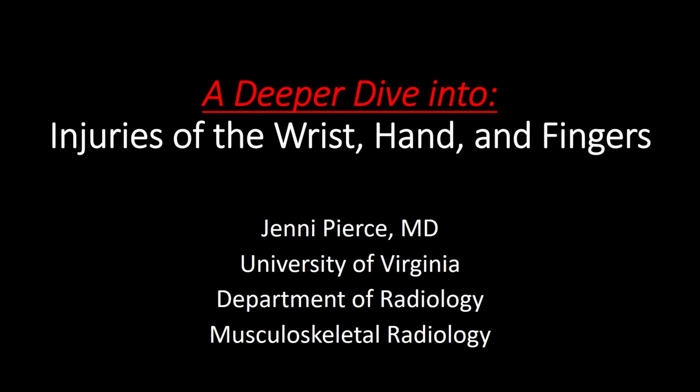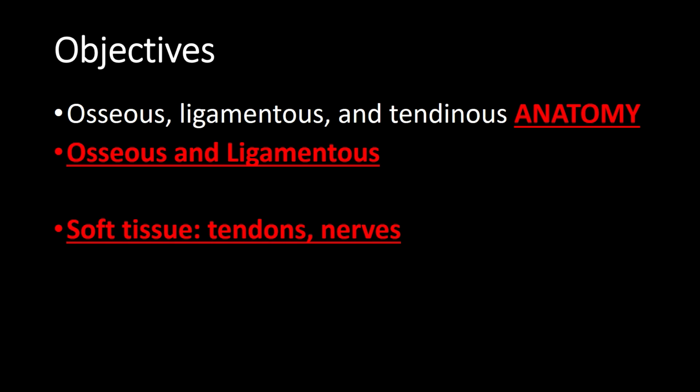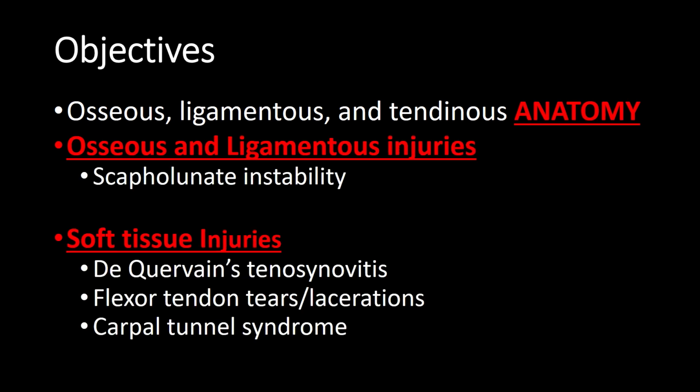We're going to talk about injuries of the wrist, hand, and fingers. Especially in MSK, I think it's really important to go over anatomy. We'll be going over the osseous, ligamentous, and soft tissue anatomy of the wrist and hand. And then hopefully these topics can be easier to understand and recognize on imaging.